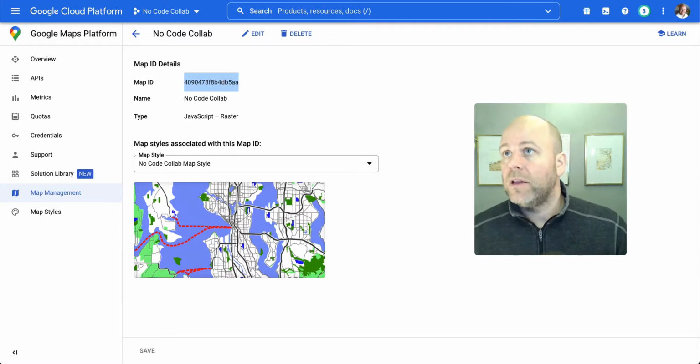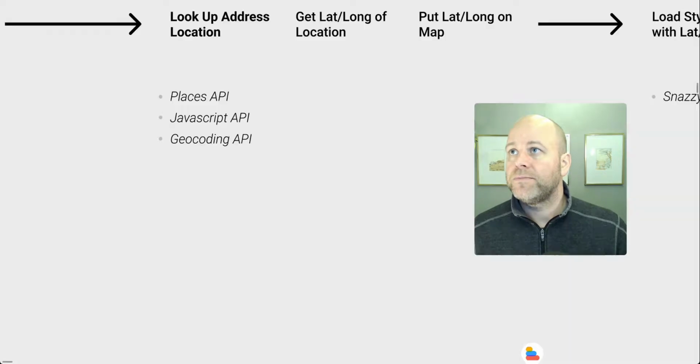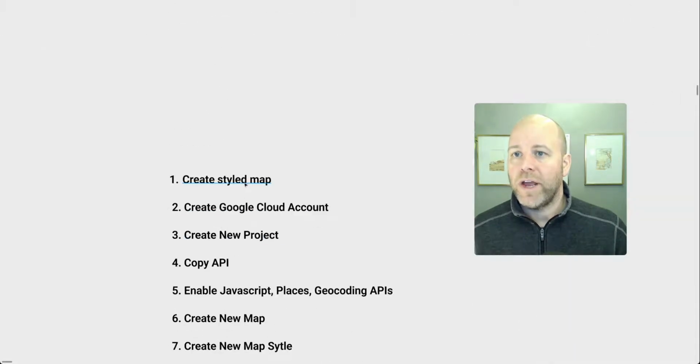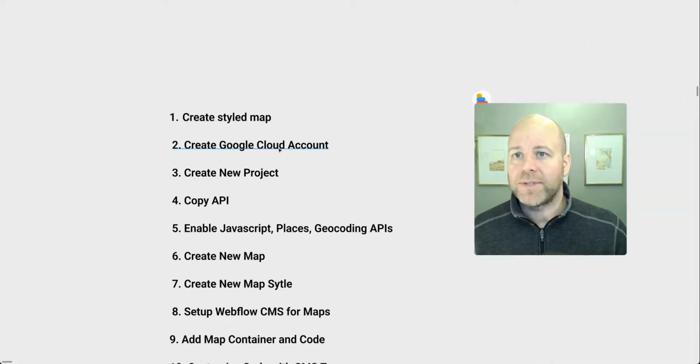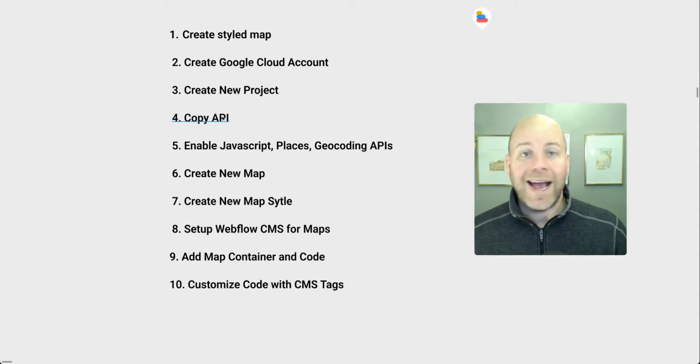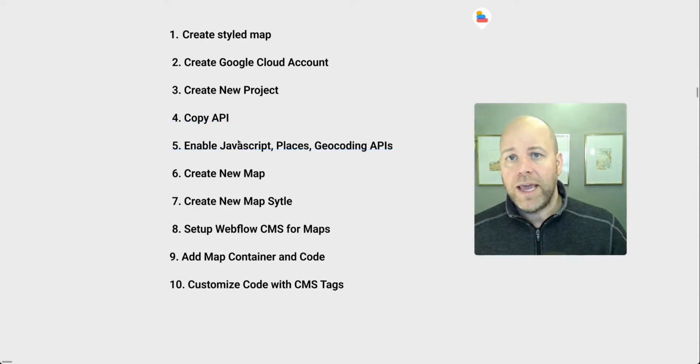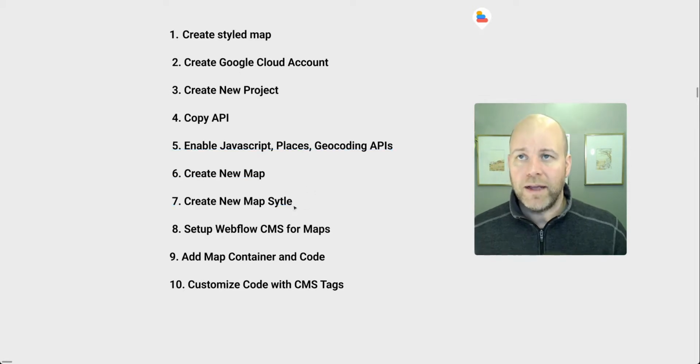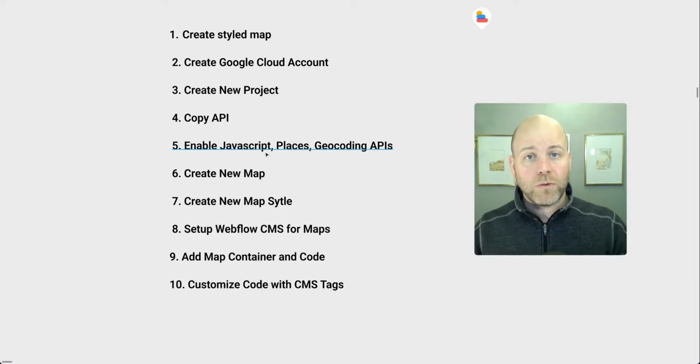So let's just look at our checklist here. I've created my styled map from Snazzy Maps. I created my Google Cloud account. I've created a new project in Google Cloud. I created an API. I've copied it. I have enabled those three APIs, JavaScript, Places, and Geocoding. I've created a new map and a new map style. So I've done steps 1 through 7, and we are ready to go into Webflow.